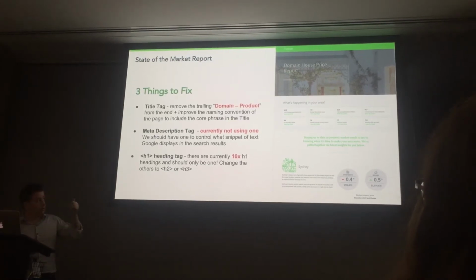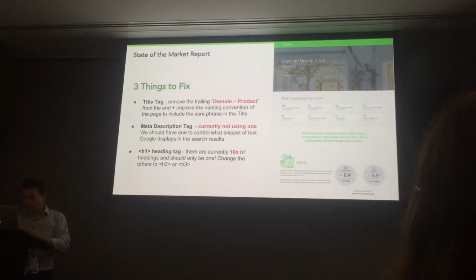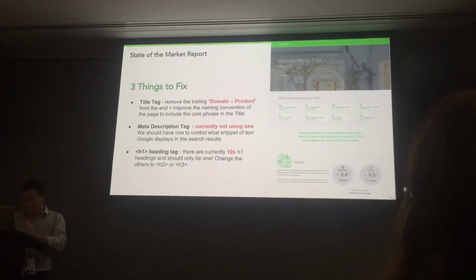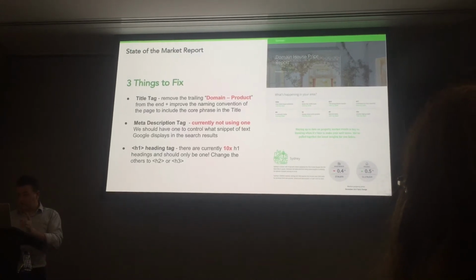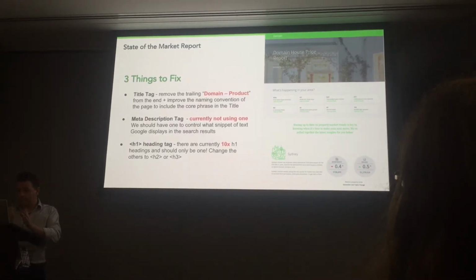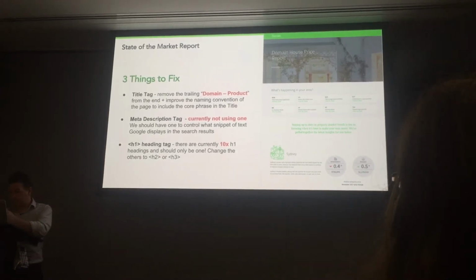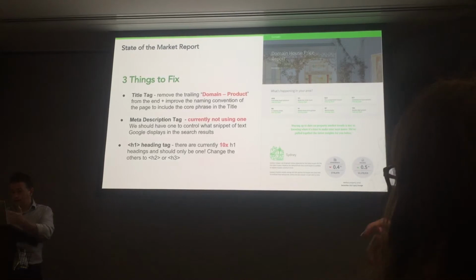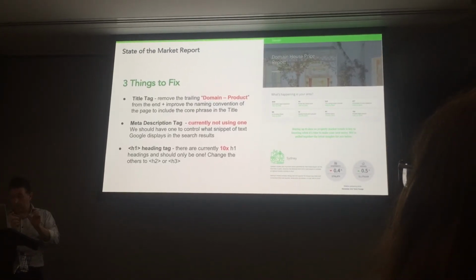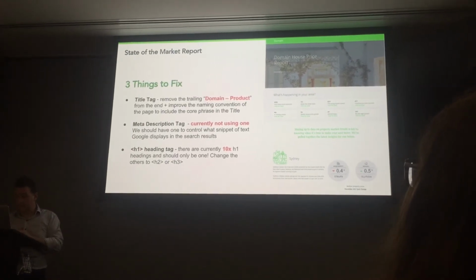We did a quick audit of last year's one and noticed that the title tag had a trailing section of domain, the hyphen, then product, and we're wasting all this extra space in the title on just the brand and the product section. People aren't searching product. So we dropped the product out of the title, improved the naming convention to make sure it had state of the market in the title, or at least domain house price report, as people were searching.